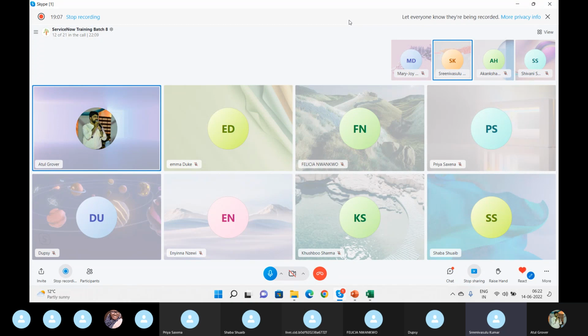Atul. ITSM is nothing but IT service management, information technology service management. But what is the purpose of ITSM? Within the organization, whatever the services within information technology, the purpose is to manage those services.